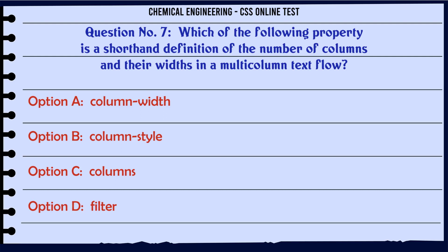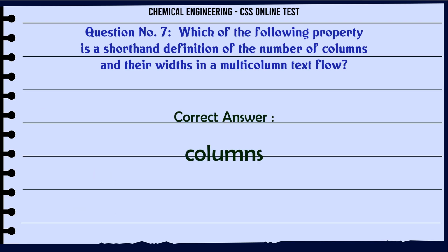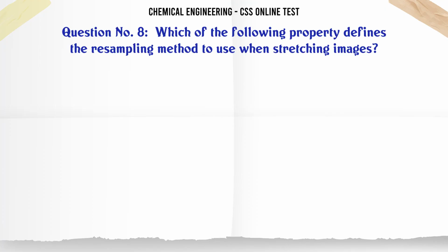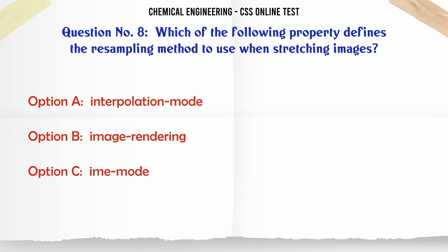text flow? A. Column width. B. Column style. C. Columns. D. Filter. The correct answer is columns. Which of the following property defines the resampling method to use when stretching images?